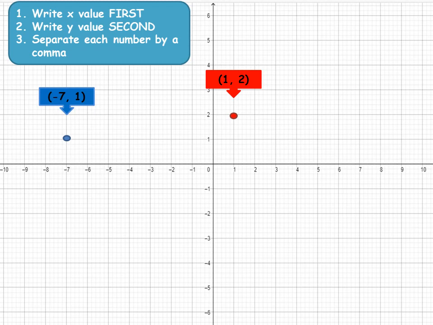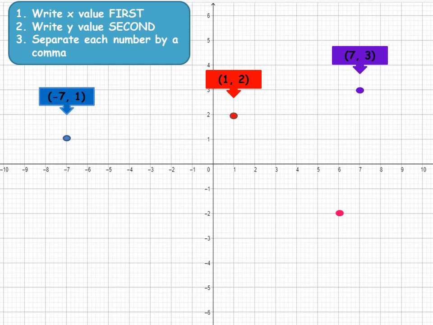Let's try some more. Pause the video, have a go, and tell me what you got. If you said 7, 3, you are correct. 3 is here. It's a bit hidden in this question. Sorry about that. This is 3. That's for the y-axis. So you come across and you see that it's y. All right.